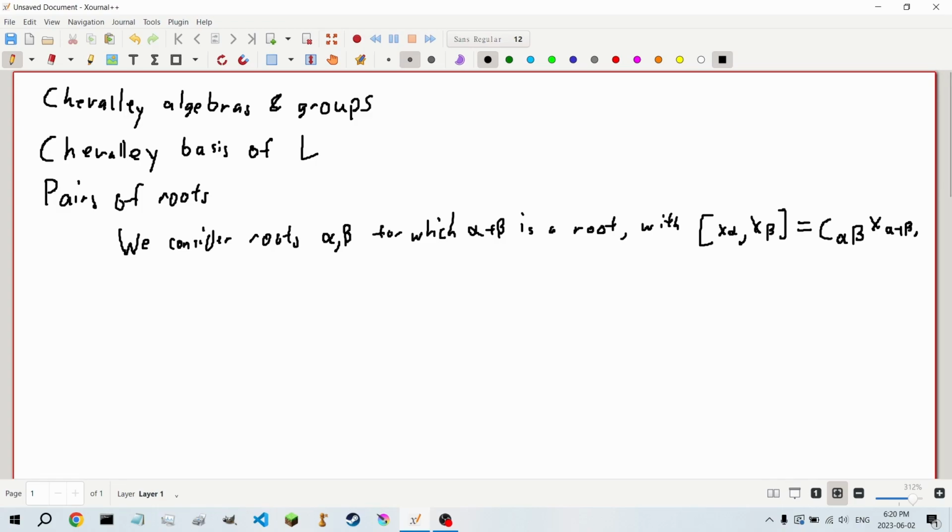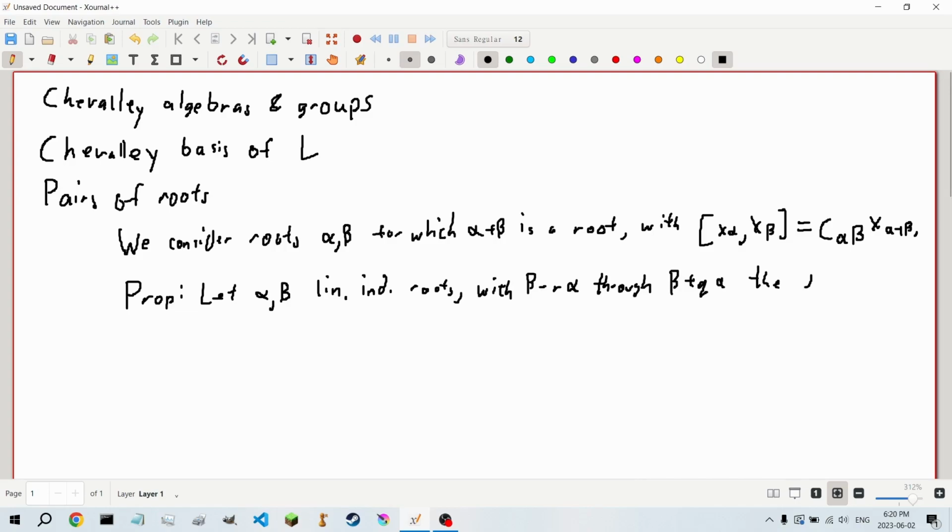Now here we have a proposition which depends only on a root system. Let alpha and beta be linearly independent roots. These are separate from my preamble there. With beta minus r alpha through beta plus q alpha the alpha string through beta. Then, first off, the angle bracket of beta and alpha, beta on alpha, is r minus q. We've already actually proven that. This is more just a reminder.